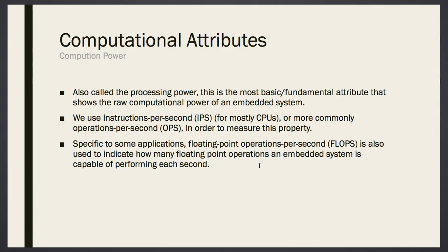Okay, we start with computational power because it's the main title. It's also called the processing power. If you have an embedded system, what you basically do is you calculate. This is the most basic fundamental attribute. It shows the raw computational power of an embedded system. How many operations can you do? Because in the end, you are doing computation, and computation boils down to operations in your system. You make operations. Addition operation, multiplication operation, division operation, floating point operation, or integer operation. Doesn't matter. In the end, operations.